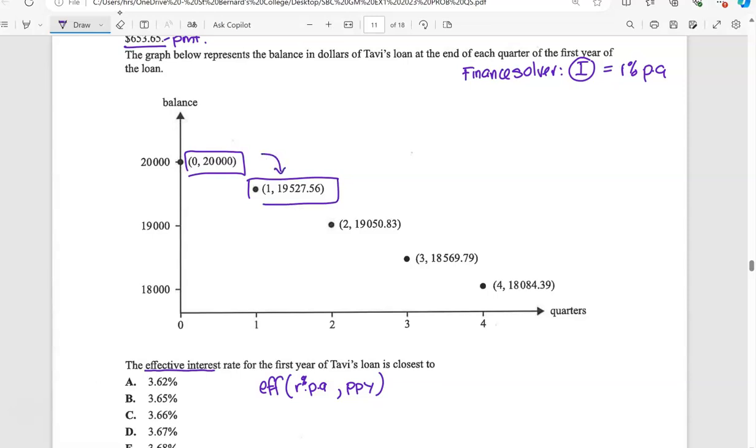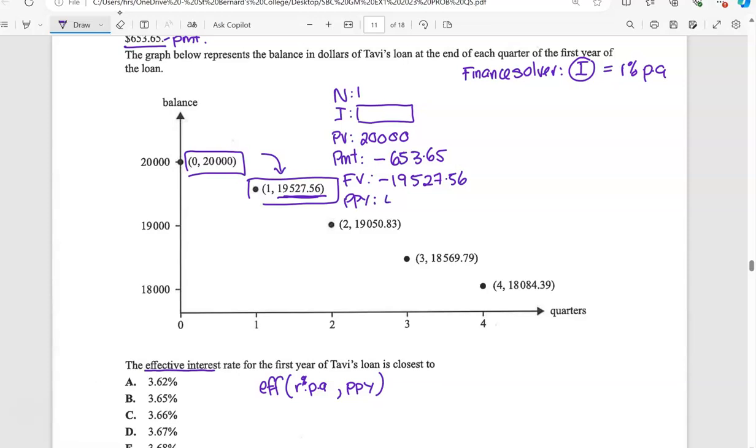So between there to there, that is 1/4. So I'm going to say N is 1. The interest rate is what I want to know. Now I can see PV, that would be the loan she got. So she got 20,000, so I'm putting a positive 20,000. The payments they did tell me she made was 653.65. And when she does that, after 1/4, I can see that she still owes 19,527.56. And this was a quarter, so I put 4 in.